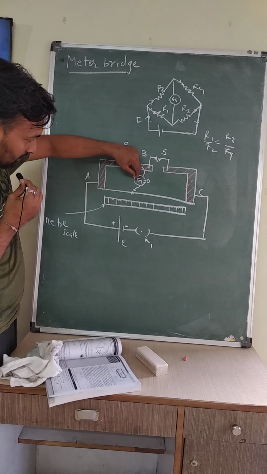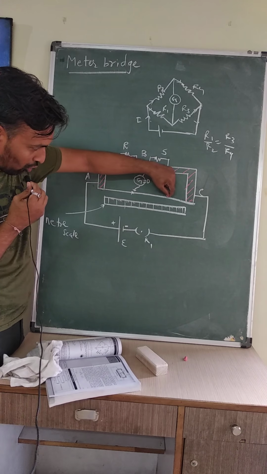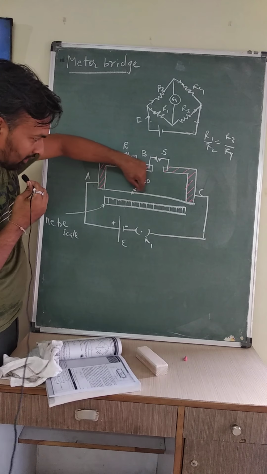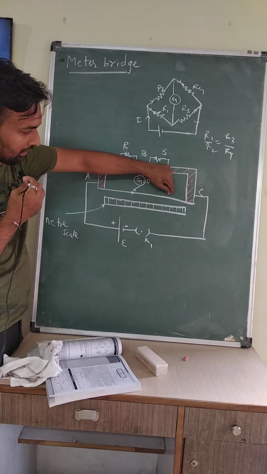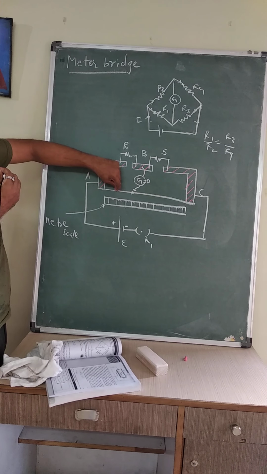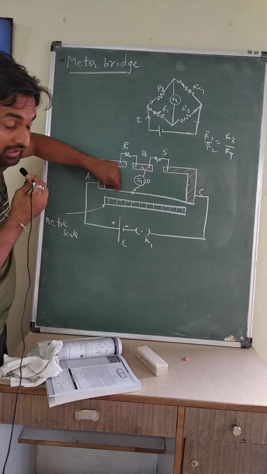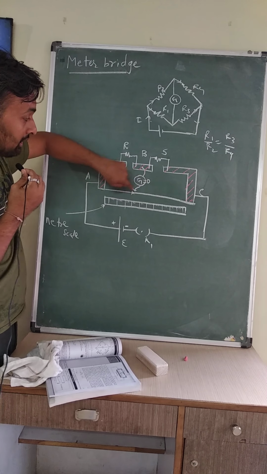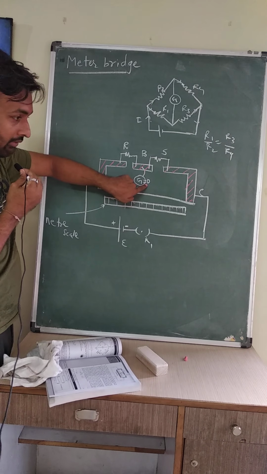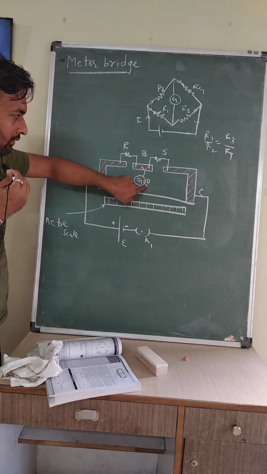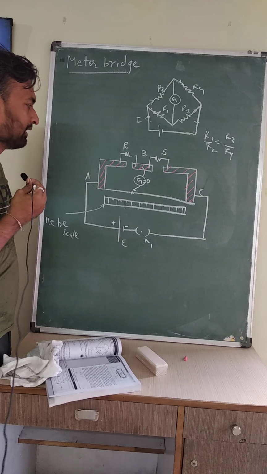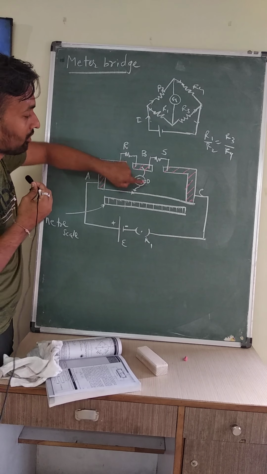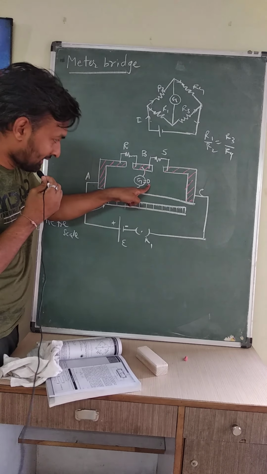Means if you move this jockey on this copper wire, at all the points it will indicate some values. Either the value will increase or the value will decrease. But at some specific point, the galvanometer reading, which is used for finding the value of a current, will be equal to 0.